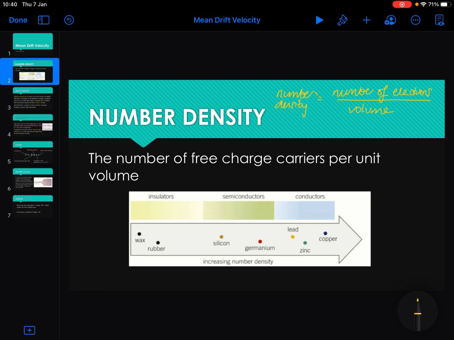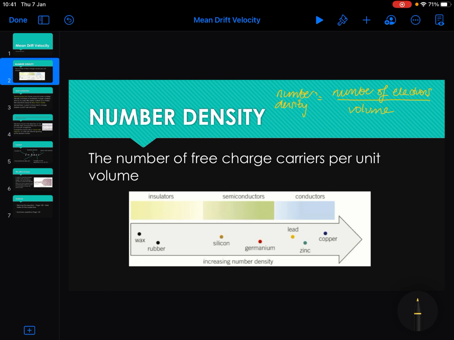So have a little look at the diagram at the bottom, and you will see that insulators on the left-hand side have a very low number density. They do not have many free charge carriers, and this is why they cannot conduct current. As you increase the number of charge carriers in a volume, so increasing the number density, you can see that materials get better and better at conducting. I know we refer to metals being good conductors, and they are, but some metals are better than others. You can see there that copper has the highest number density, and so will have the best conduction.